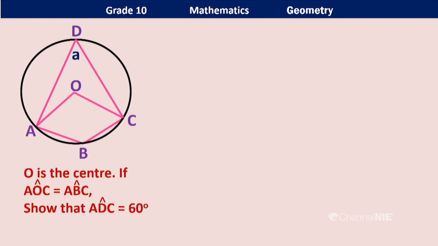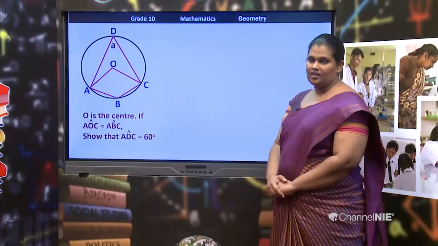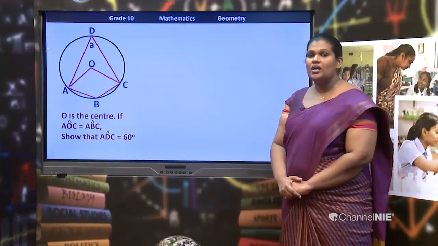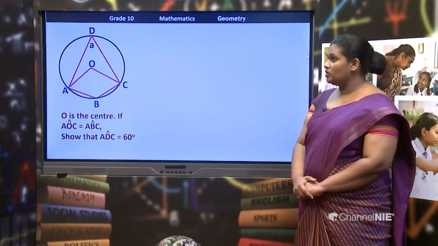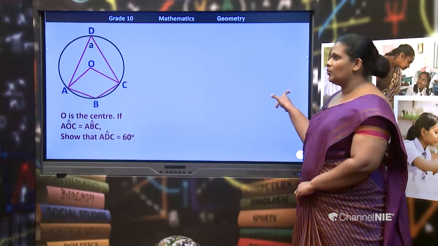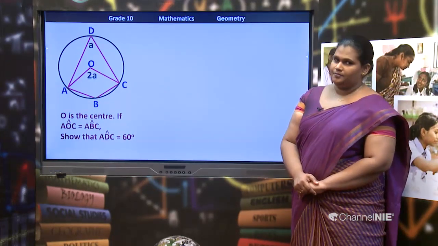So, here we can say ADC is the angle subtended on the remaining part of the circle by the minor arc AC, and AOC is the angle subtended at the center of the circle by the same arc AC. Therefore, if ADC is equal to simple A, what can you say about the magnitude of the angle AOC? It should be twice of it. So, we can name the angle AOC as 2A.